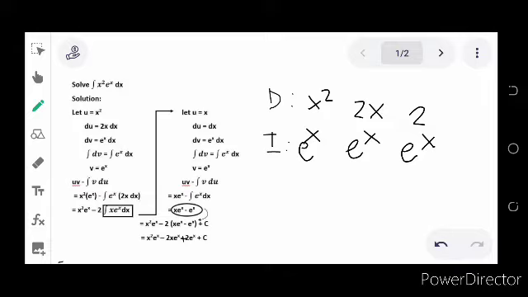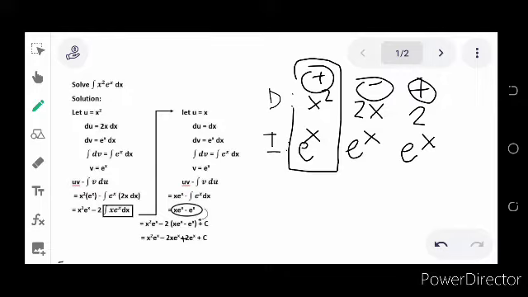So after doing the D and the I, we need to assign a scheme of signs for the products of these two. So the signs of the product here in the first column is positive, next column is negative, next column is positive. So it just alternates, starting with a plus sign and then alternate negative, then positive, and so on and so forth. Now after this one, we simply have to multiply the expressions that we have in each column.